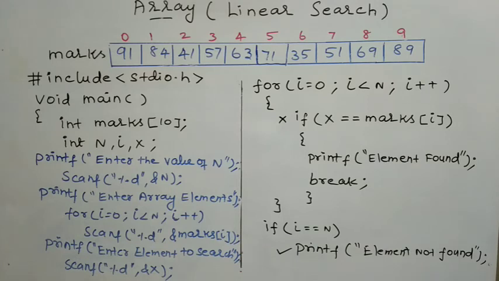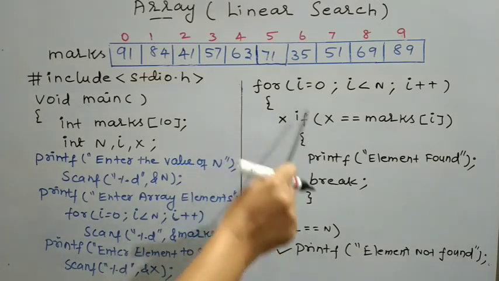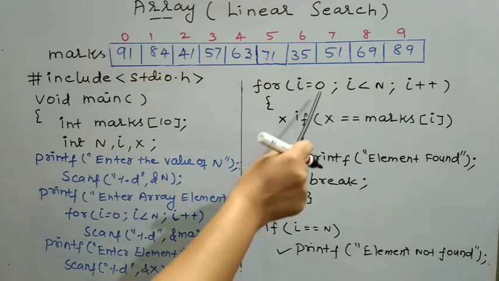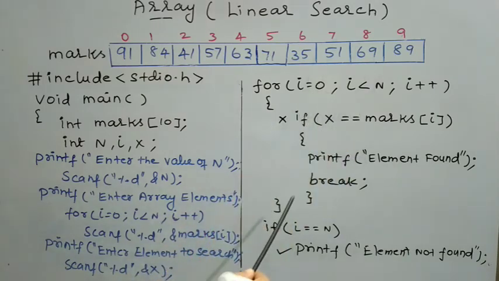That is, the for loop is executed entirely without this condition evaluating to true even once for any value of i from 0 to 9, so the element is not found. Once I exit this for loop, I check whether i is equal to n. In that case I print the message "element not found". Then I need to close the main statement; this curly brace closes the main statement.